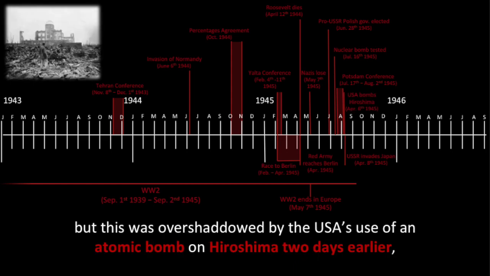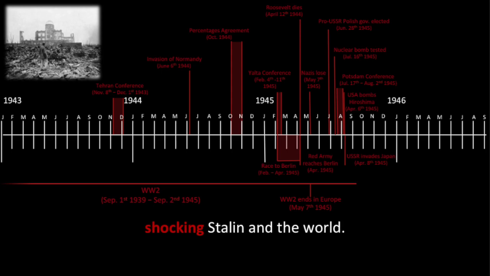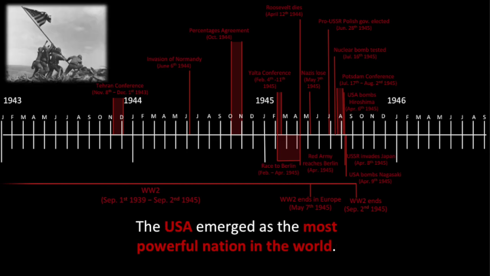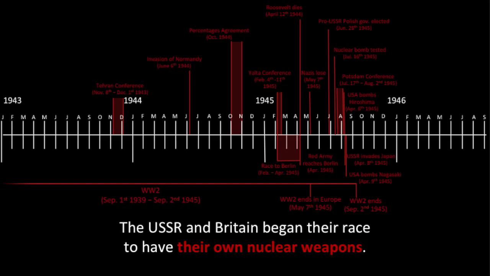But this was overshadowed by the USA's use of an atomic bomb on Hiroshima 2 days earlier, shocking Stalin and the world. The USA then dropped another atomic bomb on Nagasaki on August 9th, and Japan surrendered on September 2nd. The USA emerged as the most powerful nation in the world. The USSR and Britain began their race to have their own nuclear weapons.